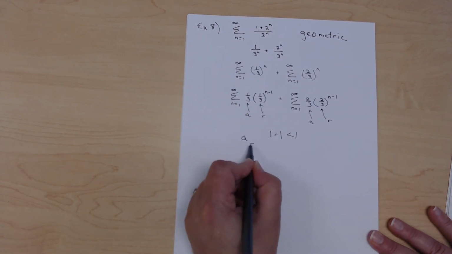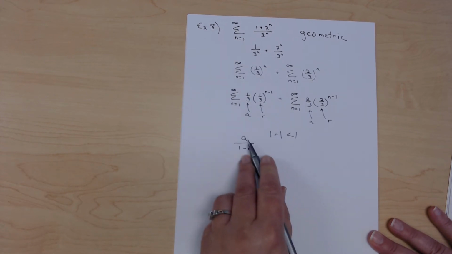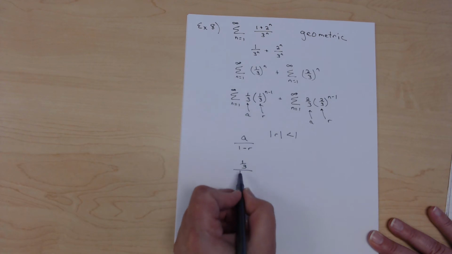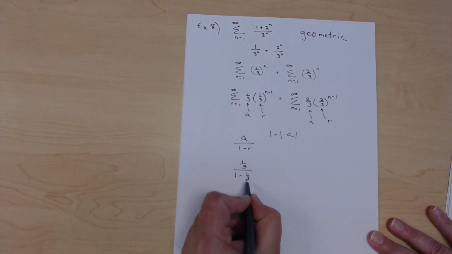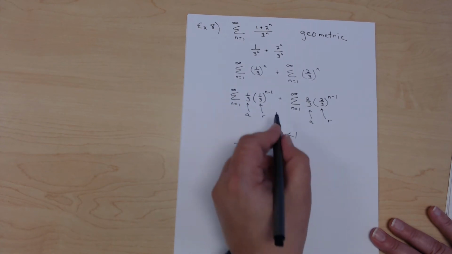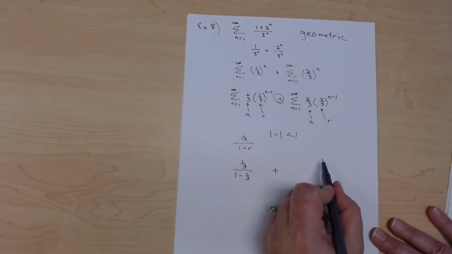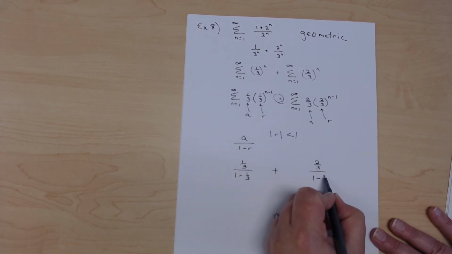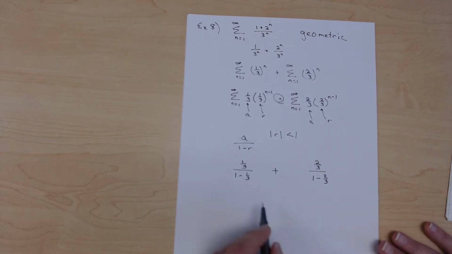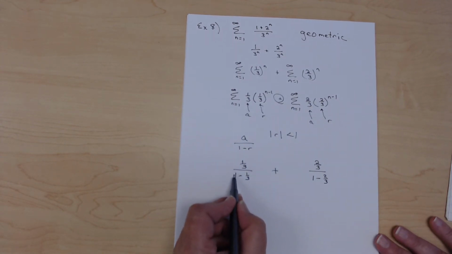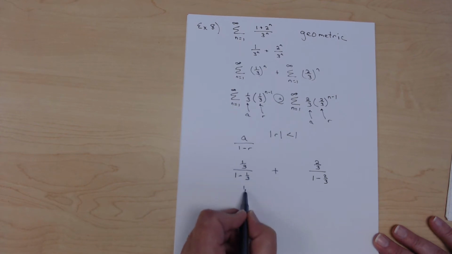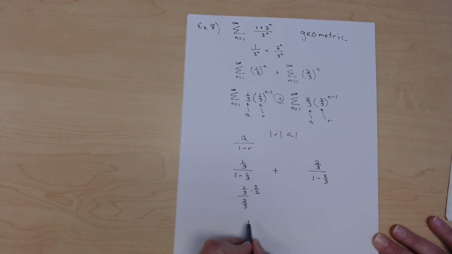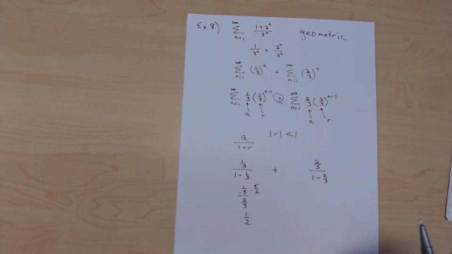So I need to do A over 1 minus R. A is 1/3, and 1 minus R, which is also 1/3. Then plus, and I'm going to do it all over again: A, which is 2/3, and then 1 minus R, which is 2/3. Then I just want to work that out. This would be 3 over 3 minus 1/3, so this would be 2/3. So multiply by the reciprocal. I get 1, those cancel, so I get 1/2.